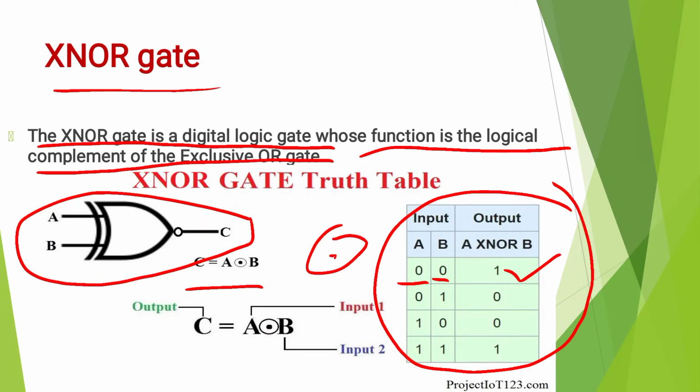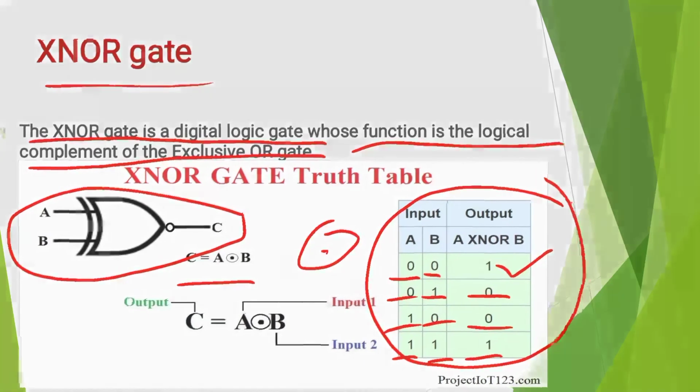Let's see here, the next input is 0 1. Here we have only one 1, that means we have an odd number of ones, that's why the output will become 0. Here also 1 0, an odd number of ones is there, that's why the output is 0, and the next one is 1 1. Here also we have an even number of ones, that's why the output will become 1.